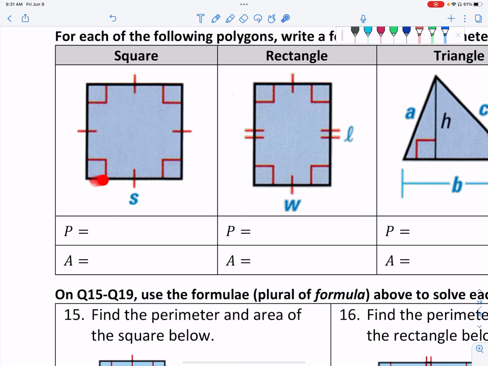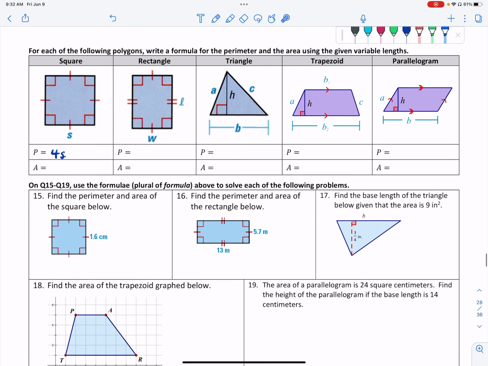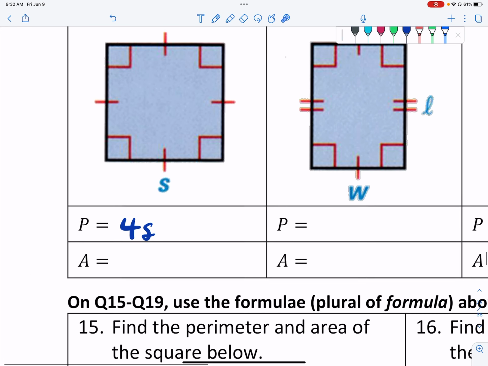Okay, so square, as far as your perimeter goes, your side length, we're going to use the letter S, side length, and you've got 4 of those things. It's S plus S plus S plus S, which is the same thing as just 4S. Now, as far as its area goes, just like the one that I did up here, it's 1, 2, 3, 4, 5, 6, and 1, 2, 3, 4, 5, 6. It's 6 by 6, which is 36. Or you can get that by just 6 squared, which is usually what we do. It's the side length squared.